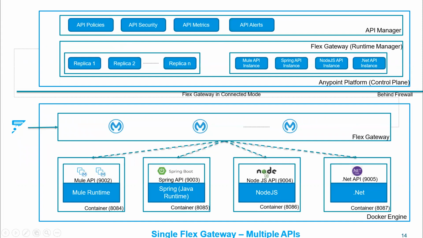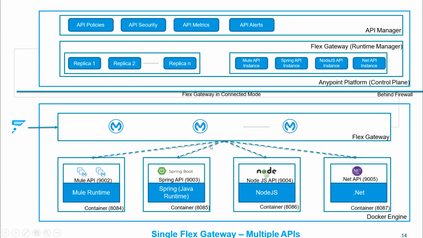So how can we use the Flex Gateway, basically? You can use a single Flex Gateway for multiple APIs. You might have multiple APIs, like a MuleSoft API, a Spring Boot API, a Node.js API, a .NET API, right? You can set up a single Flex Gateway on top of all your APIs, and you can manage your APIs from the single Flex Gateway.